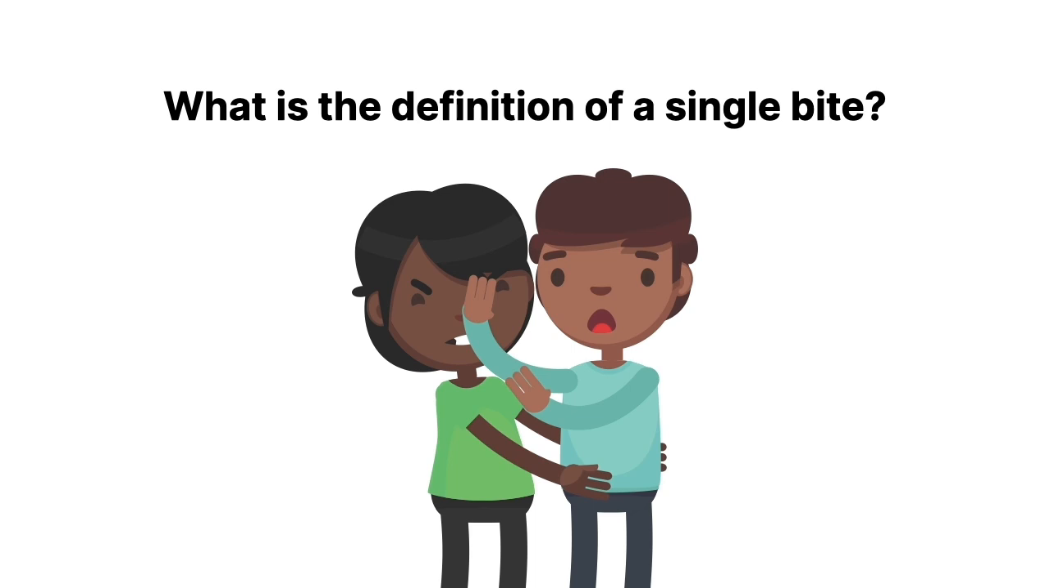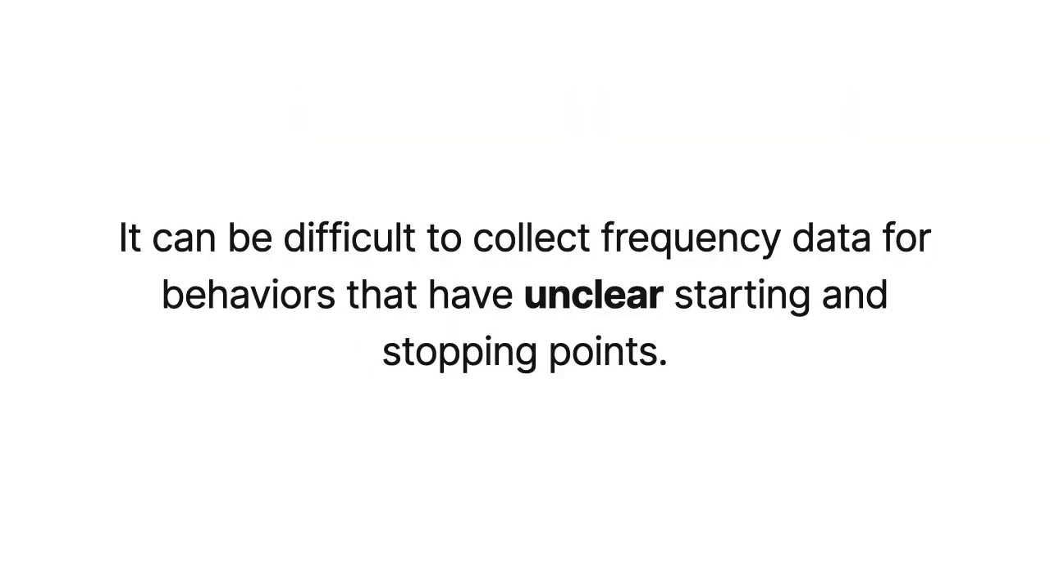Or is one instance of biting defined as contact between the student's mouth and the body part of a peer or adult, separated by 10 to 15 seconds before another instance of biting can be recorded? It may be difficult to collect frequency data with behaviors such as biting that have unclear starting and stopping points unless we have a really clear operational definition in place.